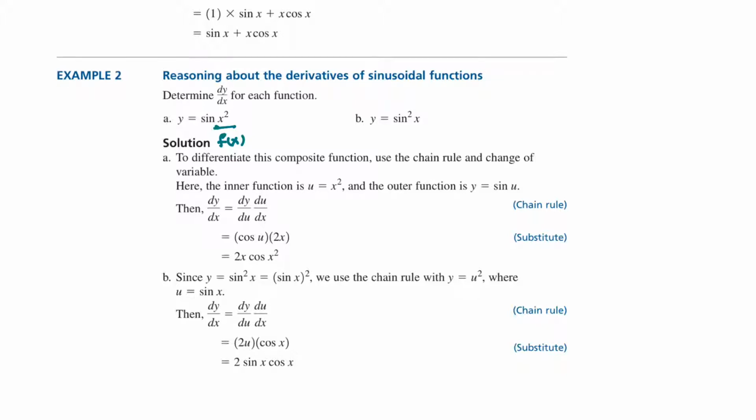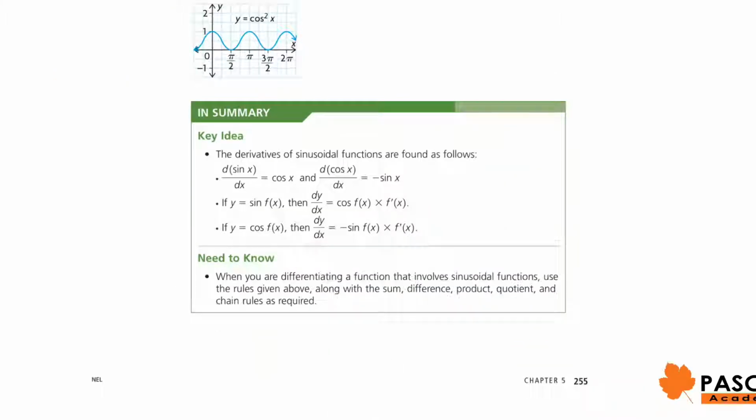Derivative of y equals sine squared of x. This can be written as sine of x to the power of 2, and we can use the power rule for a function. The derivative of sine of x to the power of 2 is 2 times sine of x to the power of 1 times the derivative of sine of x, which is cosine of x. The textbook wrote this in the form of the chain rule: y equals u squared when u is sine of x, dy/dx equals dy/du times du/dx, and the final answer would be 2 sine of x cosine of x.